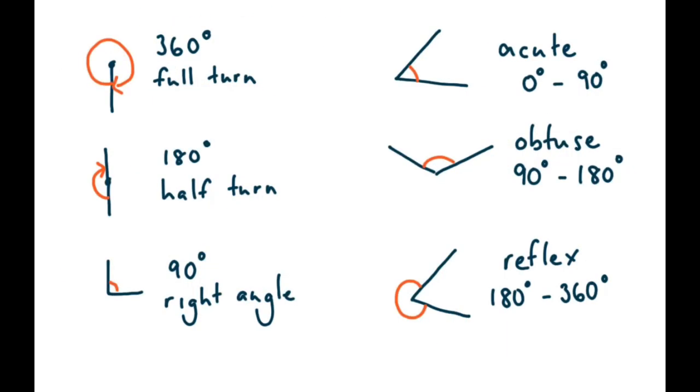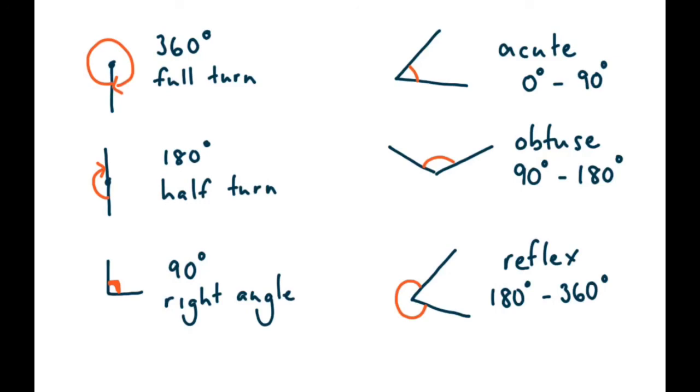Just a quick recap of the things we've done. One full turn is 360 degrees. A half turn is 180 degrees. And a quarter turn is 90 degrees. We call this a right angle, and often you can see this shown with a little square rather than the arc that you can see on all of the others.